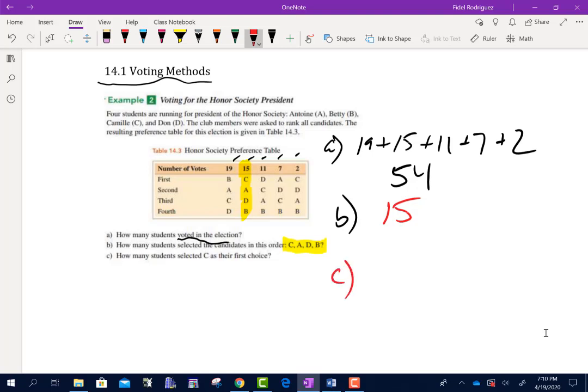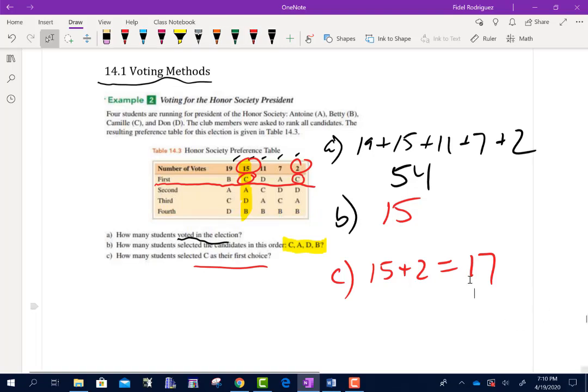Okay. And part C says, how many students selected C as their first choice? So these here are the first choice. We want to know how many of them had C. Well, those had C as their first choice, so that's 15 and 2. So 15 plus 2 would give me a total of 17.